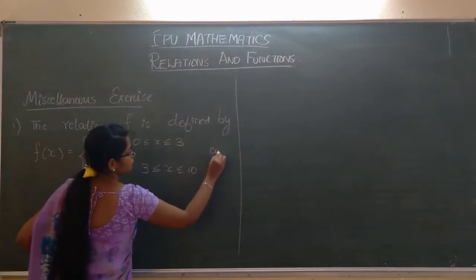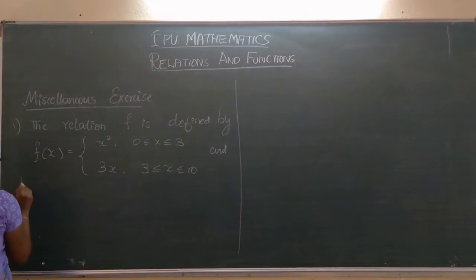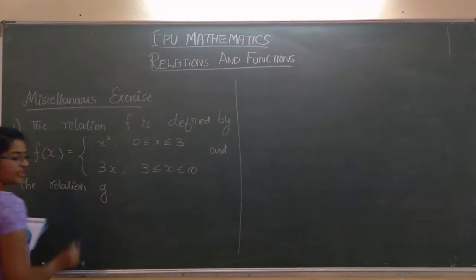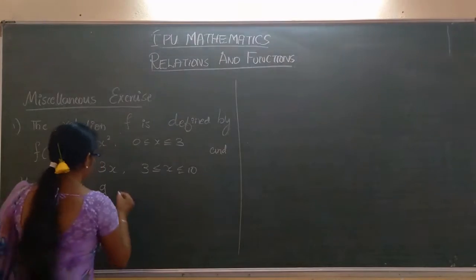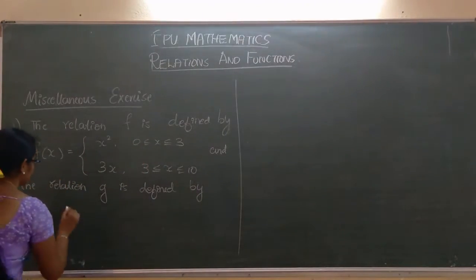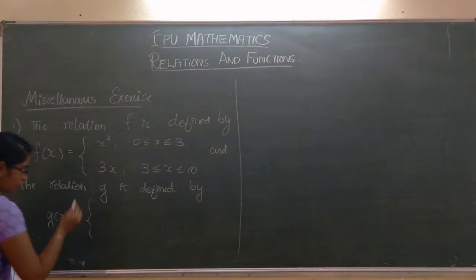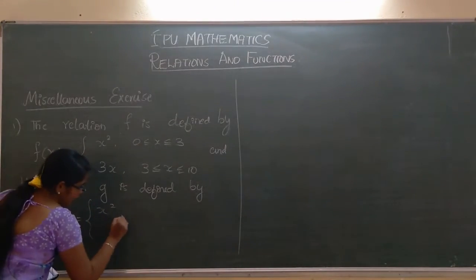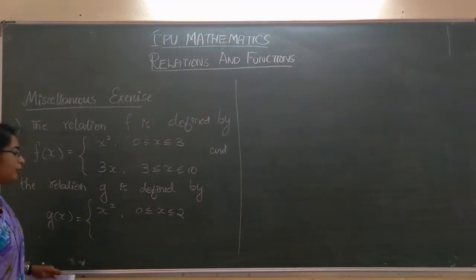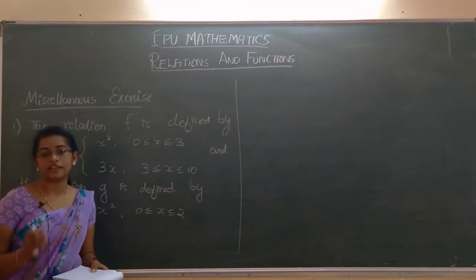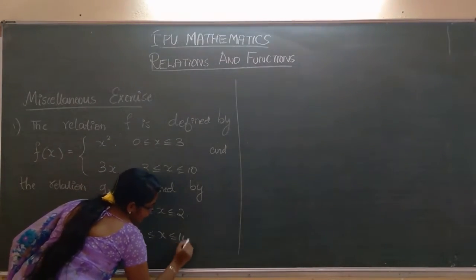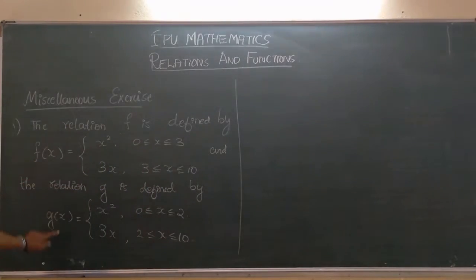And one more relation, the relation g, is another relation defined by g of x is equal to x square if x lies between 0 and 2, that is 0 less than or equal to x less than or equal to 2, and one more function value, 3x if x lies between 2 and 10. This is how two relations f and g are defined.